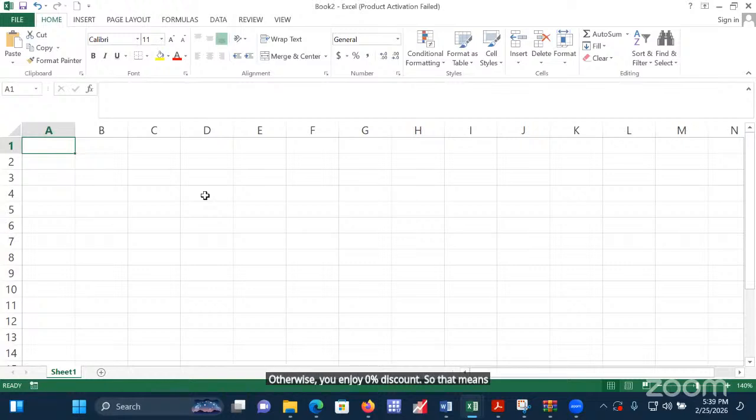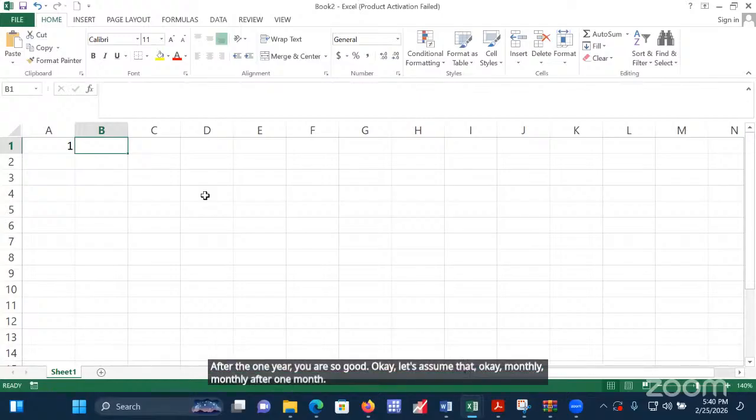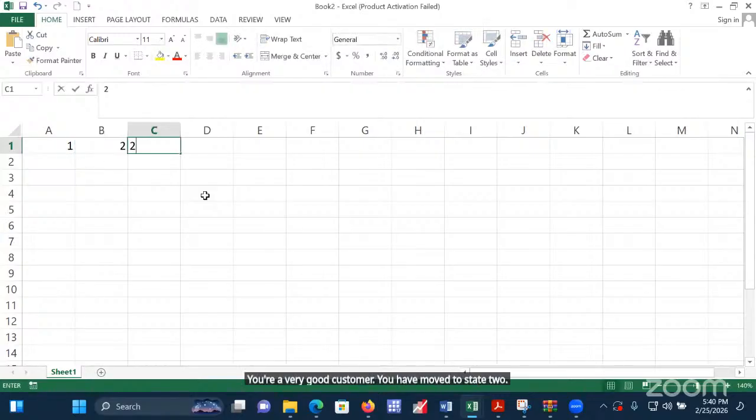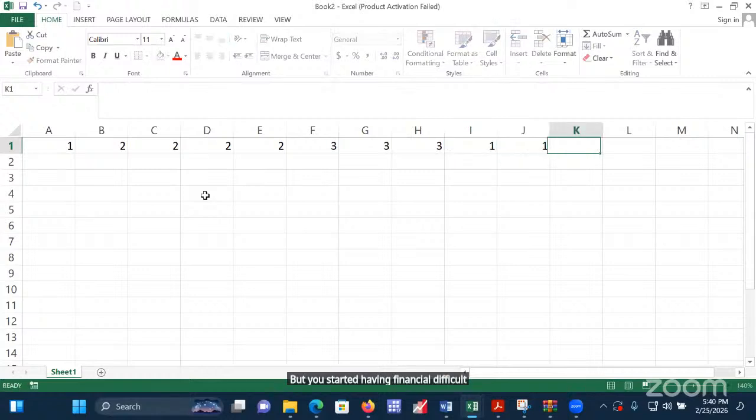So that means there are 3 different discount levels. There are 3 different states. So let's make it state 1, 0%, state 2, 20%, state 3, 30%. So that means I'll be making use of the label 1, 2, 3 to denote the state so that it's easier for us to track. Now, you are just joining them and then they place you on state 1. Let's assume that, monthly. After 1 month, you are a very good customer. You have moved to state 2. You remain at this state 2 for some time, and then suddenly you moved up again to state 3 and remain there. But you started having financial difficulty, and then you moved back to state 1.